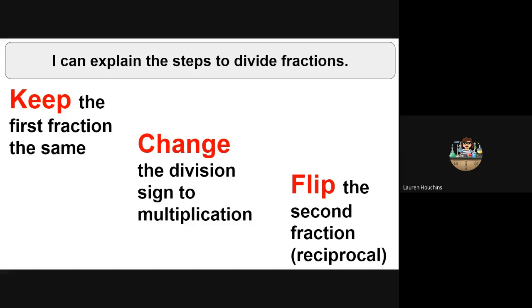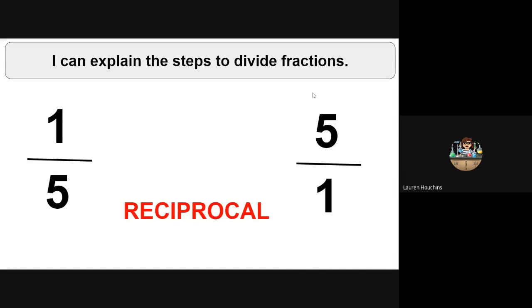When we flip the second fraction, we're finding its reciprocal. Reciprocal is just a fancy word for a fraction that's been flipped over. So if I'm finding the reciprocal for 1/5, I just flip everything over. The 5 now becomes the numerator. The 1 now becomes the denominator. And so the reciprocal for 1/5 is 5/1.